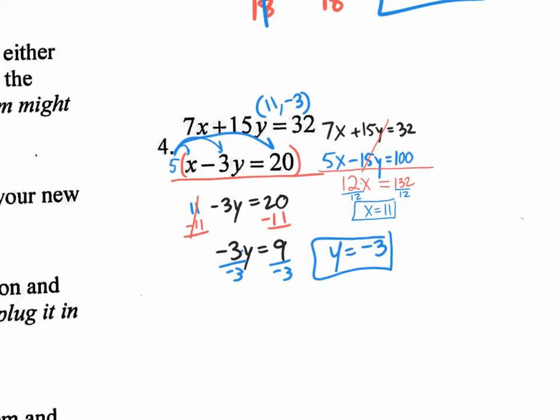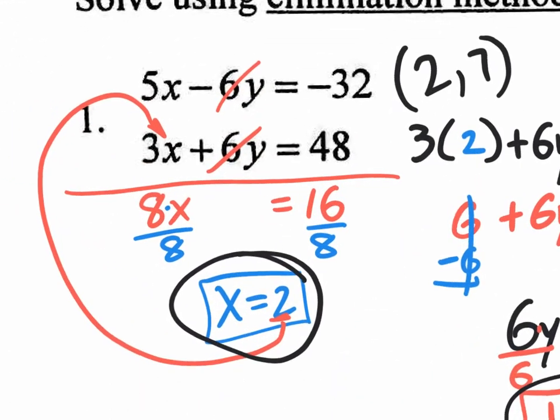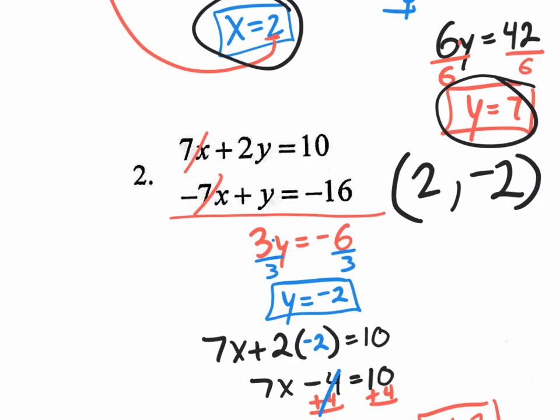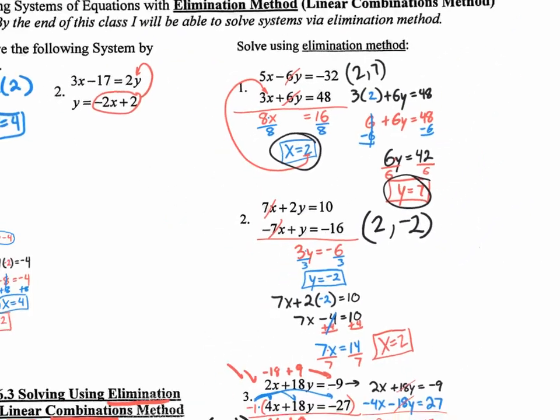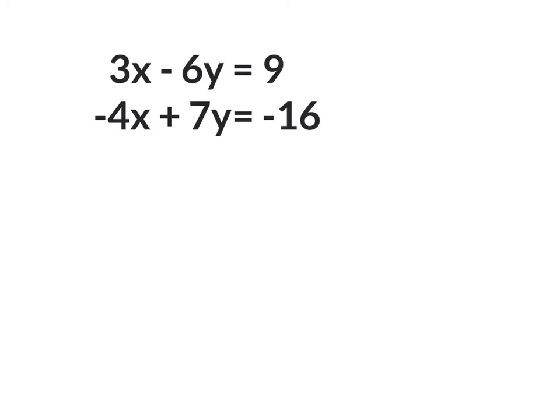Now, on all of these, we only had to modify one equation. And some of them, like the first two, we didn't even have to modify anything. Number one, it was ready to cancel out the y's. Number two, it was ready to cancel out the x's. Let's take a look at the hardest type of system. And how about this? Everybody flip your paper over, copy this one down.